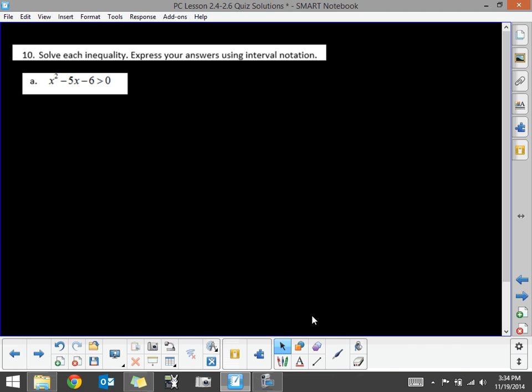Question 10a, we're asked to solve a quadratic inequality. It's part of a bigger family of inequalities that we've learned to solve, polynomial inequalities. But in any case of any polynomial, we want to get one side equal to 0, which this one already has. So then in a quadratic we want to use either factoring techniques or the quadratic formula.